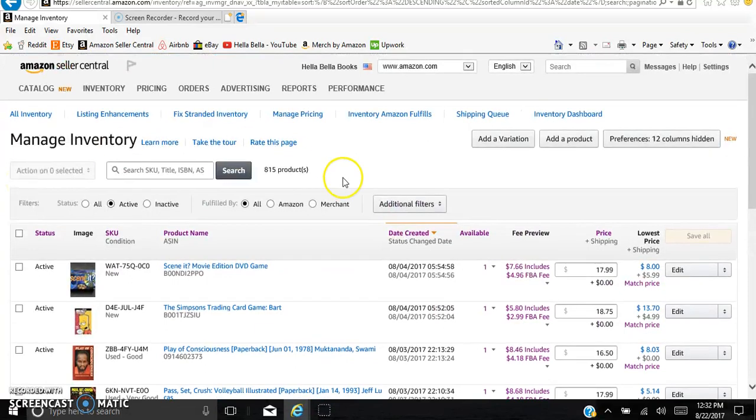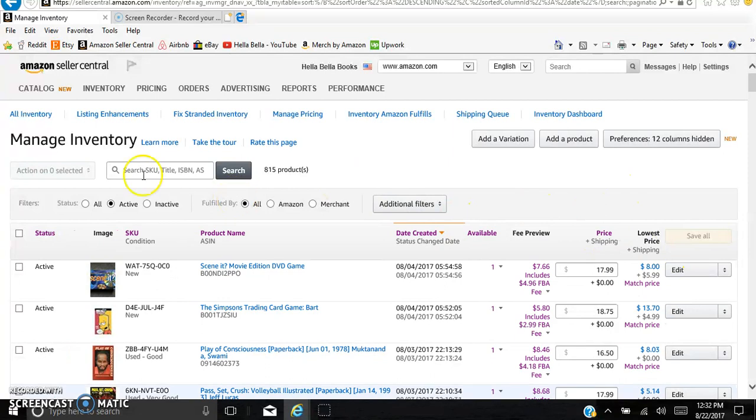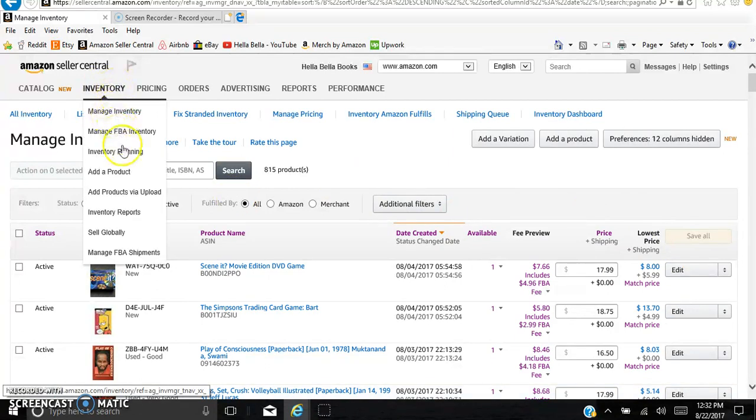You can also sort by how late or the date that you have sent the item in. You can sort by price. A lot of times I will sort by price, that way I can lower the price on things. Moving on, let's take a look at under manage inventory.